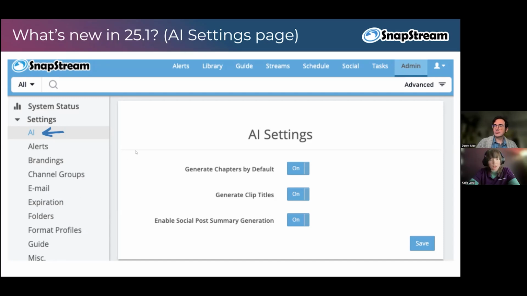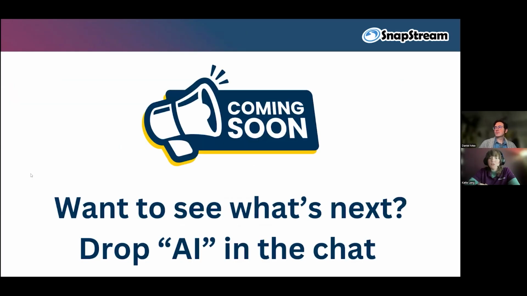All right, next slide. And if you're interested in learning what's next for AI and SnapStream, we have a lot of things coming in 2025 that we're really excited about. Some of these things are in active development, and your feedback could help drive the direction that we take these features.